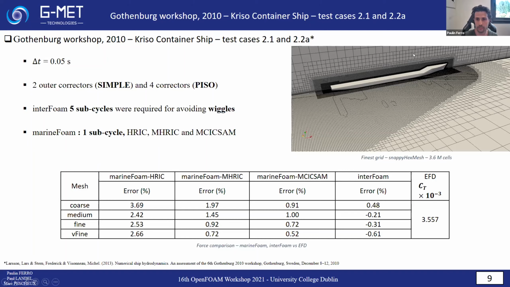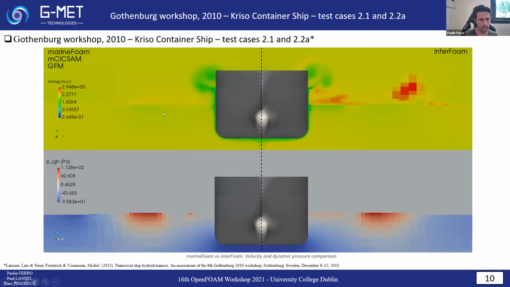So here is the finest mesh with snappyHexMesh, so 3.6 million cells. And in this table, you have the comparison for the force, so the ship resistance, or only the error to be short. So marineFoam, Ashwick, modified Ashwick, and modified Sixam. As you can see, both solvers, interFoam as well as marineFoam, give good results. So the error is very, very low. We are below 1% for the finest grids. This is very excellent, except for Ashwick, where the error is largest. We are going to see why.